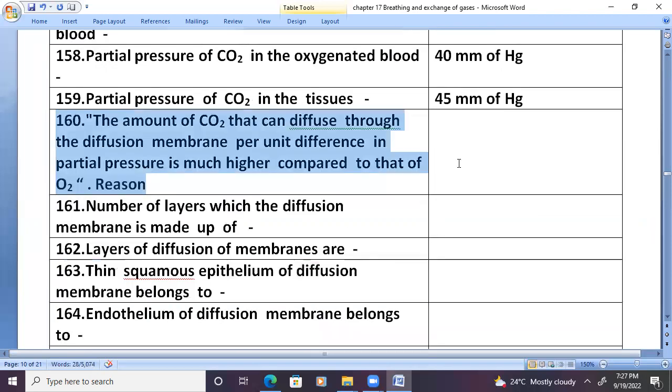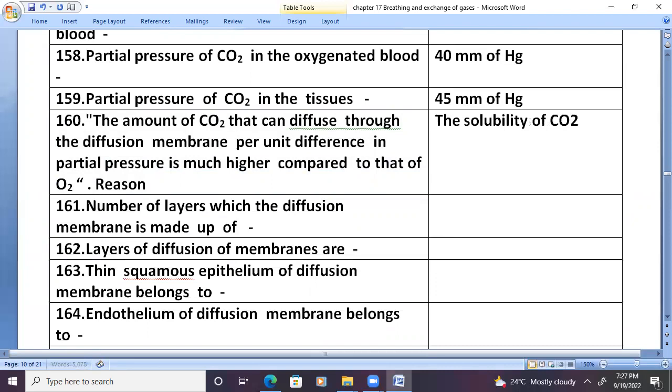The amount of carbon dioxide that can diffuse through the diffusion membrane per unit difference in partial pressure is much higher compared to that of oxygen. The reason is that the solubility of carbon dioxide is 20 to 25 times higher than that of oxygen. Assertion, reason question it is.